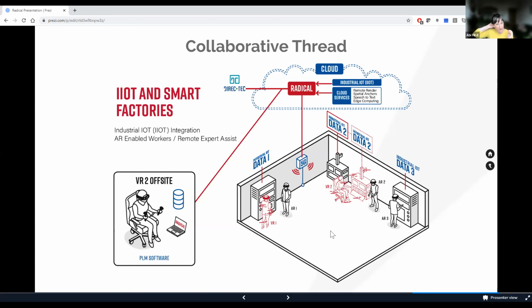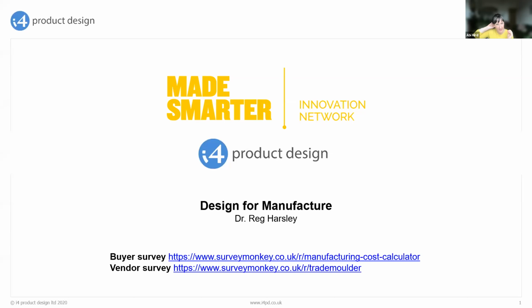Reg looks after software development at I4 Product Design. He's got loads of experience of injection molding and designing products for injection molding, and they've recently received funding through the Made Smarter Innovation CR&D program to develop software to address the need to understand the costs of tooling and costs of manufacturing early in the design process to improve decision making. So yeah, Reg, I'll hand over to you now.